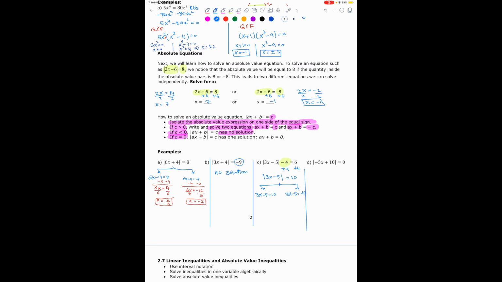Lastly, we have the absolute value of -5x plus 10 equals 0. In this case, the right-hand side is 0, which means we're going to have just one option, because it does not make sense to have -5x plus 10 equals -0. There is no such thing here. So we only have one option, so I'm going to erase that.